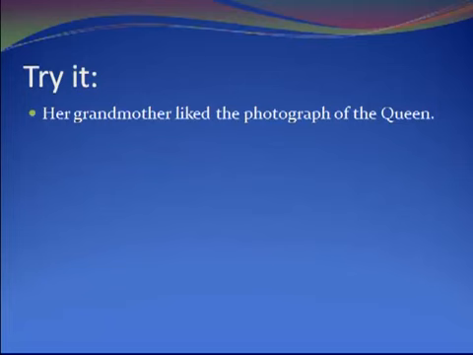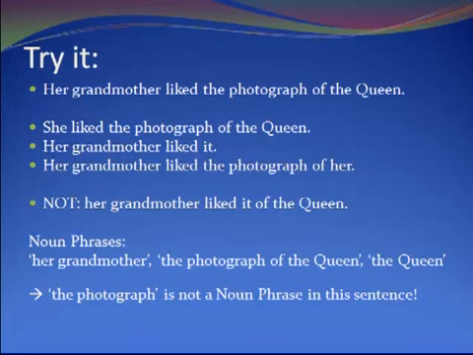Here's a sentence: her grandmother liked the photograph of the Queen. Okay, how many noun phrases did you find? I hope you found 3. Here they are. You can say she liked the photograph of the Queen, so that means that her grandmother is a noun phrase. You can also say her grandmother liked it. And what's the it then? Well, of course, the photograph of the Queen. So that's our second noun phrase.